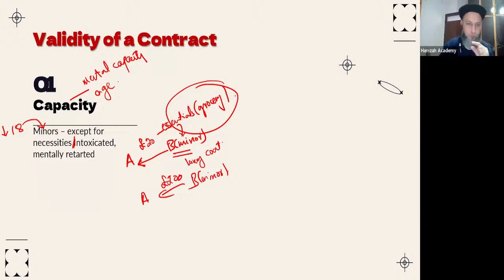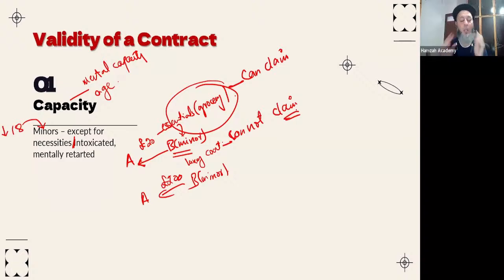My apologies, I went a bit reverse. For essentials, he can claim. For luxuries, cannot claim. If the goods that are given to the minor are necessities, then the seller can claim the amount from him. But if these are luxury items, then the amount cannot be claimed. Remember this. I went a little bit reverse.